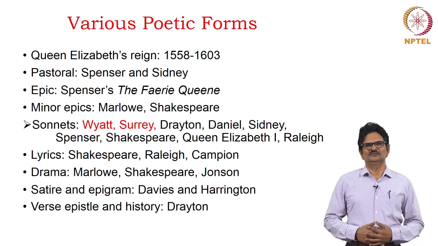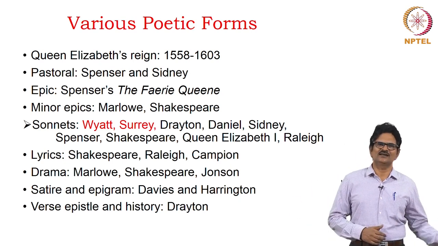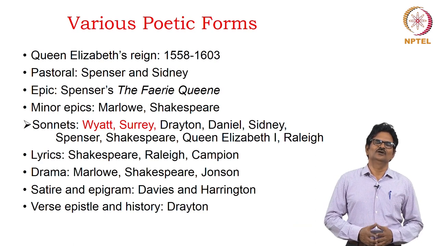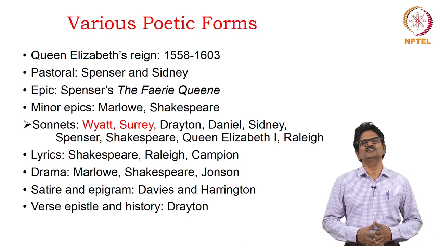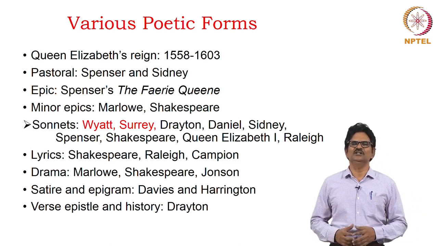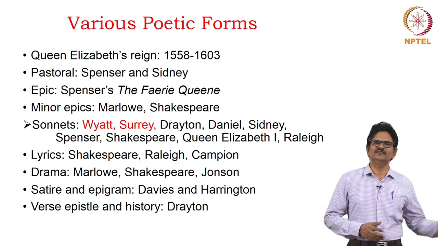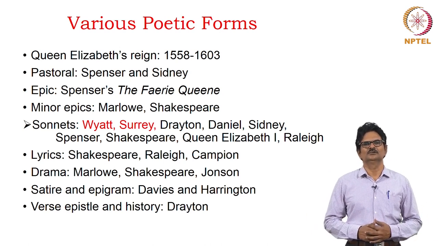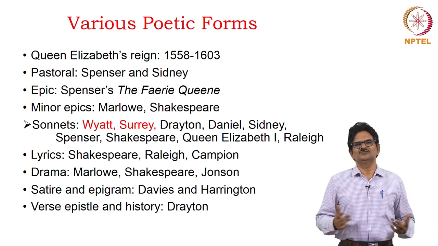Lyrics were also common, written by well-known dramatists like Shakespeare and other writers like Raleigh and a musician called Thomas Campion. Of course, it is a well-known fact, drama was the glory of this period, as seen in the writings of Christopher Marlowe, William Shakespeare and Ben Jonson. In addition to all these poetic forms, we have satire and epigram in writers like Davies and Harrington. Another aspect of this Elizabethan period is the interest in verse epistle and history illustrated by Drayton.